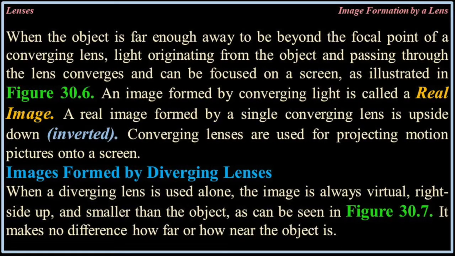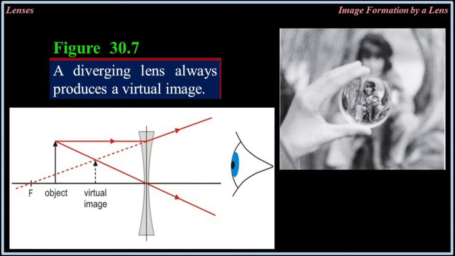Images formed by diverging lenses. When a diverging lens is used alone, the image is always virtual, right side up, and smaller than the object, as can be seen in figure 30.7. It makes no difference how far or how near the object is.